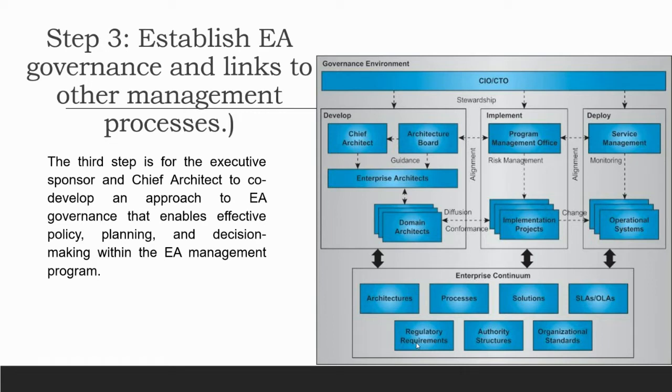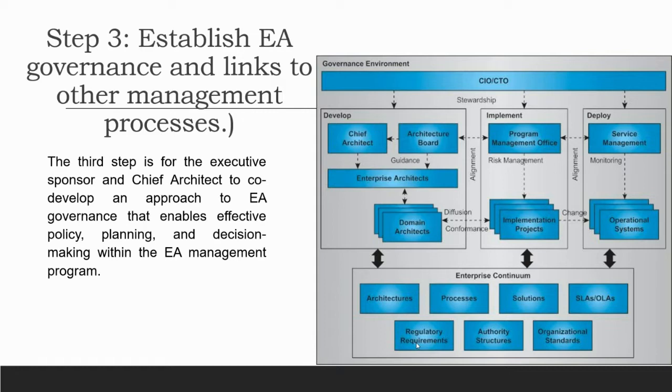Step 3, establish EA governance and links to other management processes. The third step is for the executive sponsor and chief architect to co-develop an approach to EA governance that enables effective policy, planning, and decision making within the EA management program.